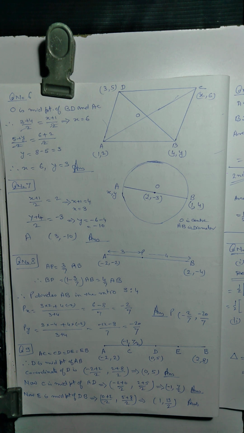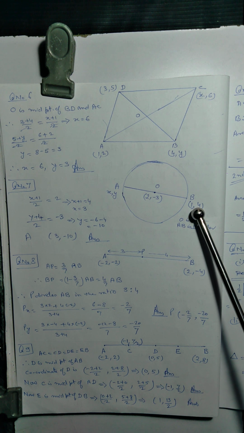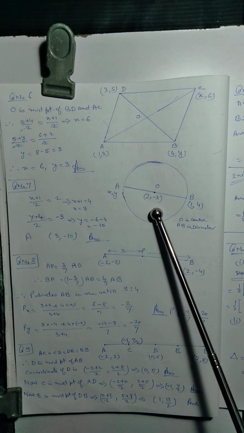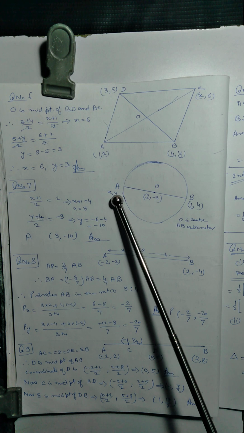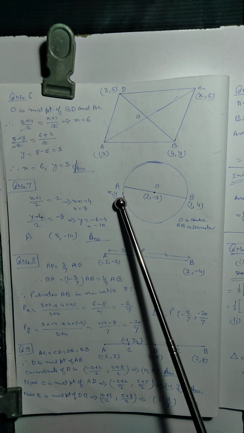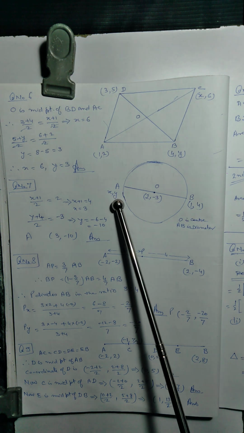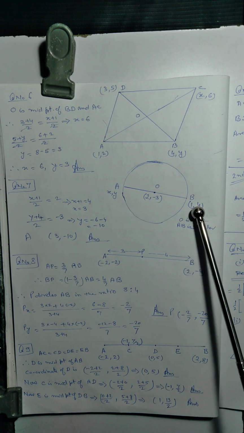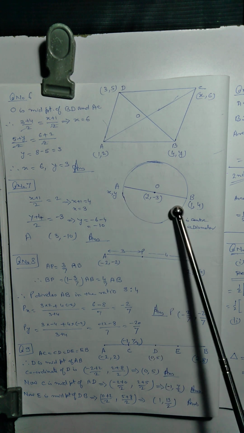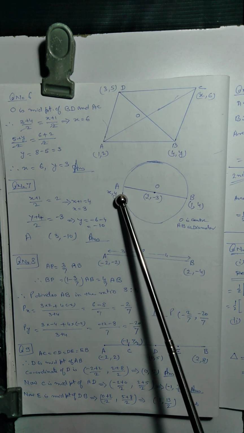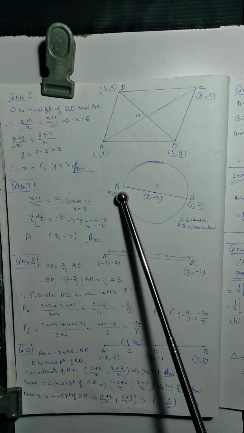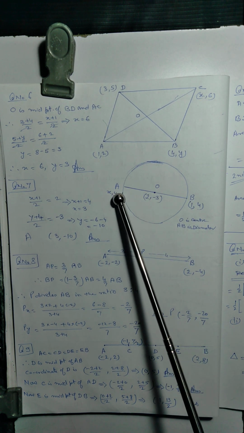Now proceed to question number 7, which states: find the coordinate of the point A, where AB is the diameter of the circle whose center is (2, minus 3), and the coordinate of the point B is given, that is (1, 4). You see, AB is the diameter and center of the circle is given, that is (2, minus 3). We have to find the coordinate of the point A. As you know, the diameter is twice the radius, or the center divides the diameter into two equal parts, means the center O is the midpoint of the diameter.